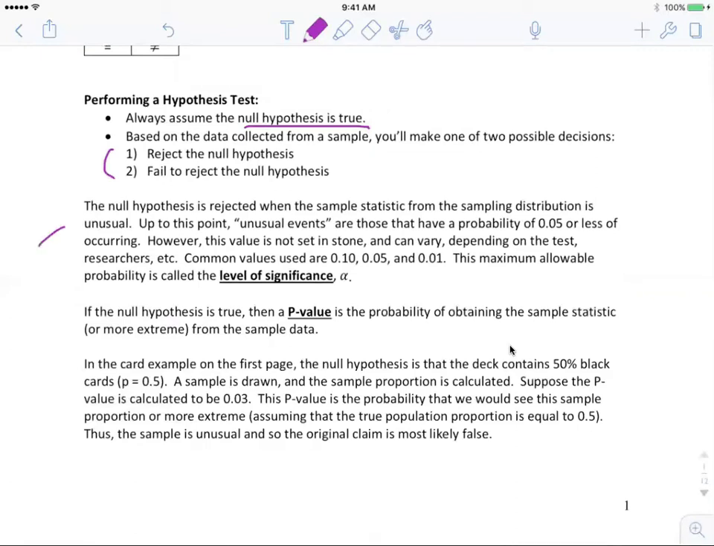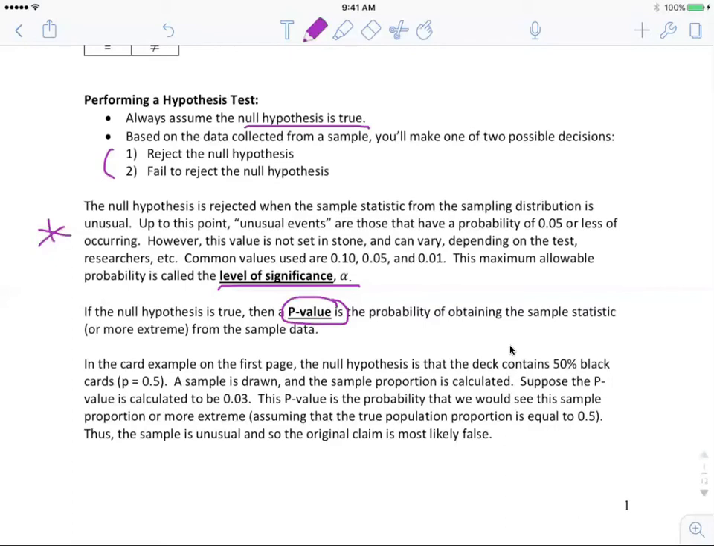I would highly recommend reading this little paragraph here, because we're really talking about what's called the level of significance. And that's just the maximum allowable probability for unusual events. That will be given to you in these problems. Another key player in this section is going to be the p-value. A p-value is the probability of obtaining that sample statistic or more extreme from the sample data.